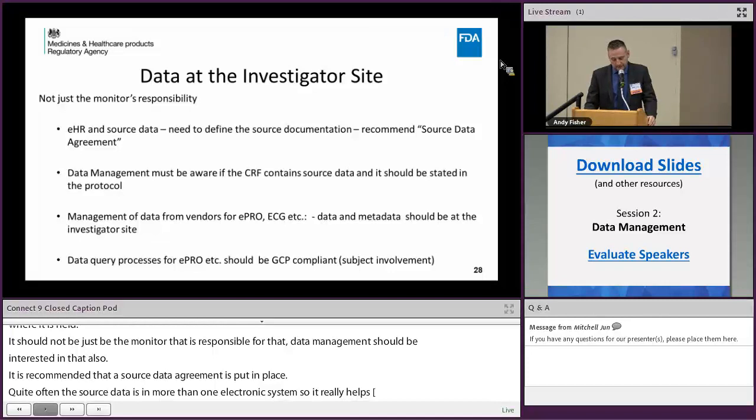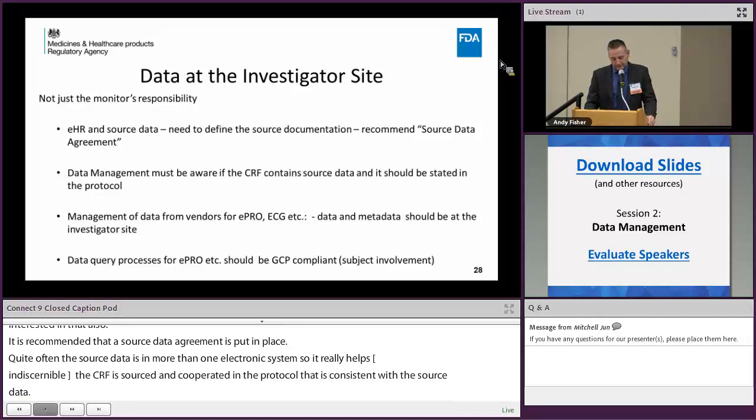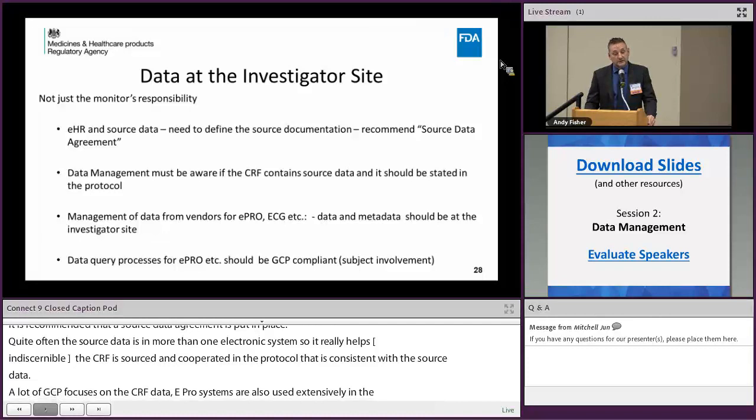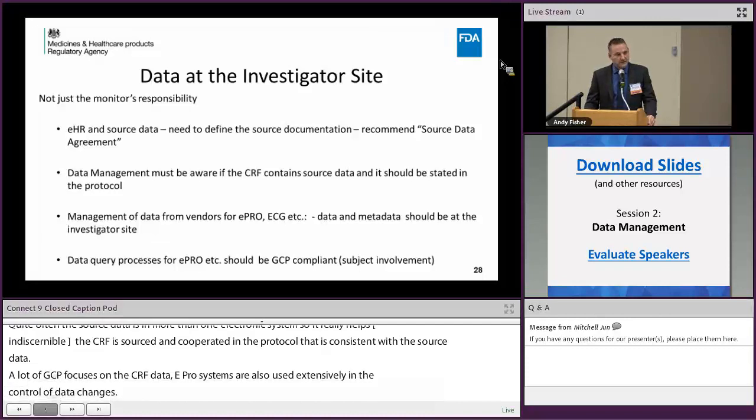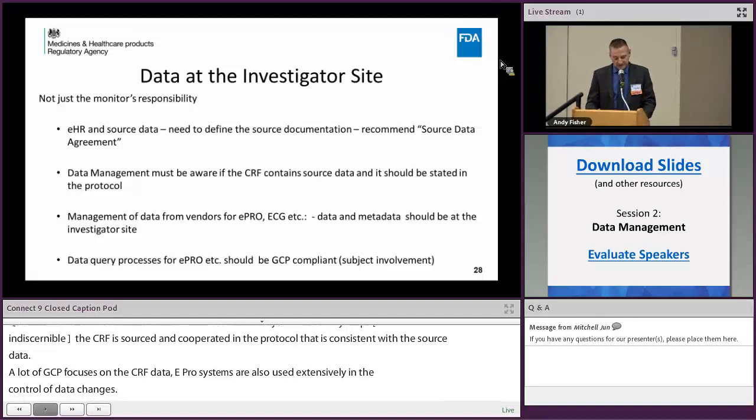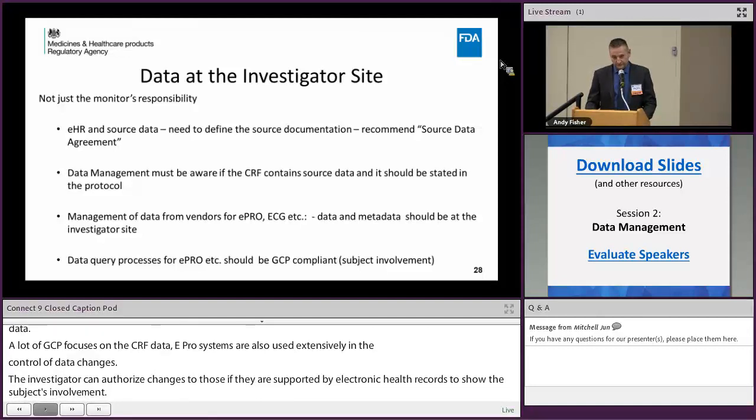Also, a lot of GCP focuses on the CRF data. ePRO systems are also used extensively, and the control of data changes to those is also important, and that the investigator can authorize changes to those if they're supported by electronic health records that show the subject's involvement. Sometimes things can be justifiably changed, and we have seen cases where the change has been overruled by the sponsor, so the investigator's control of the data has been removed.